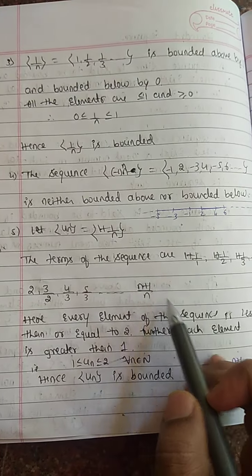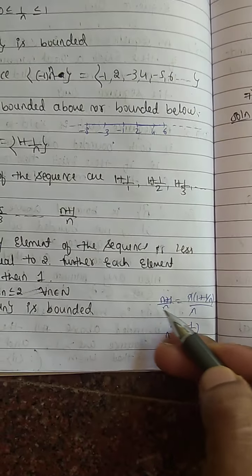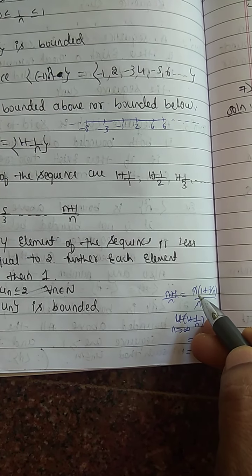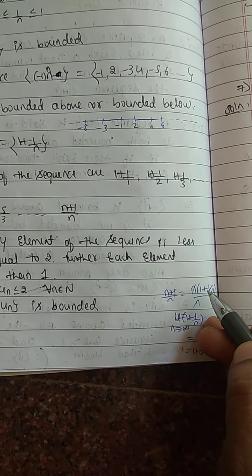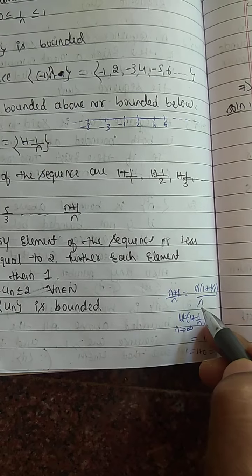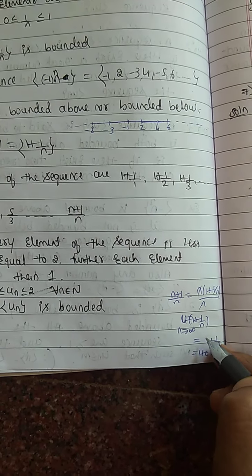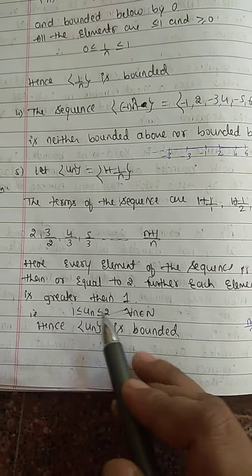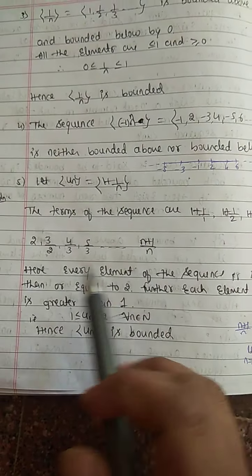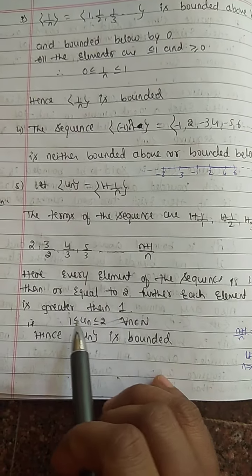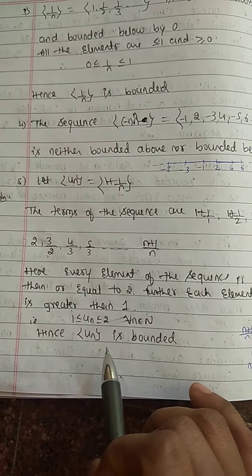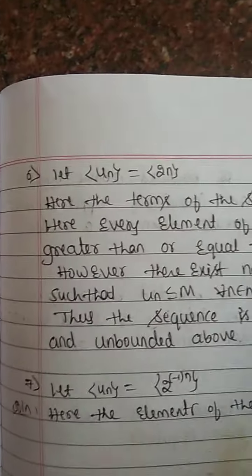If you take n plus 1 by n and take the limit, take n common in the numerator: 1 plus 1 by n, divided by n cancels. The limit of this sequence is 1 plus 1 by infinity. 1 by infinity is 0, so we get 1. The elements lie between 1 and 2 for every n belonging to N, hence this sequence is bounded.